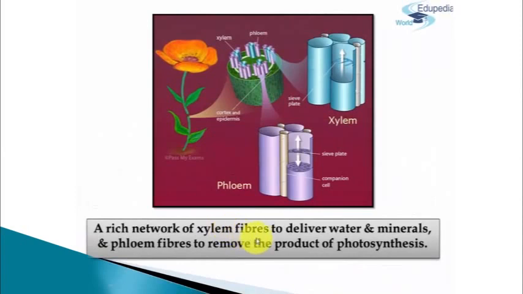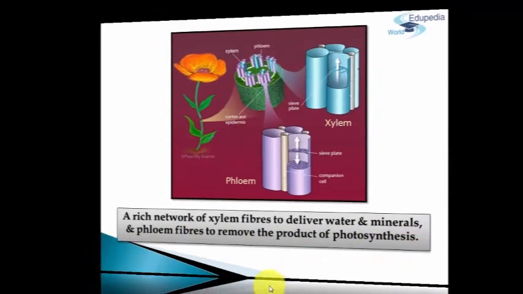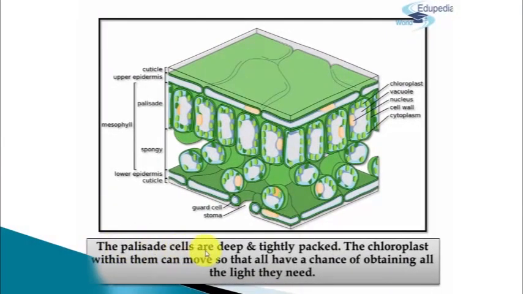Next, a rich network of xylem fibers to deliver water and minerals and phloem fibers to remove the products of photosynthesis. See, the palisade cells are deep and tightly packed. As you can see in this image, the palisade cells are deep and tightly packed, and the chloroplasts within them can move so that all have a chance of obtaining all the light they need. This is another adaptation for photosynthesis in leaves.